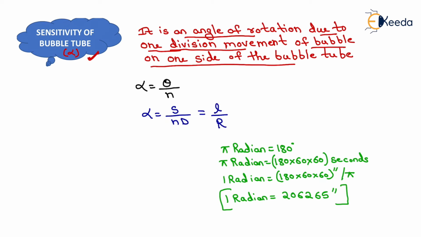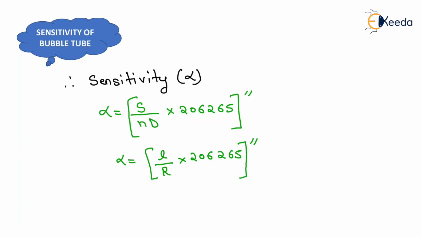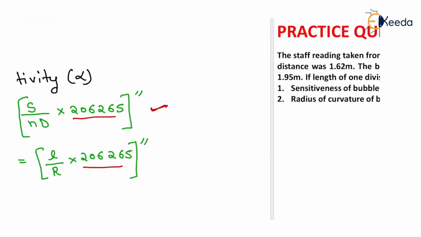Now we know that in pi radian there will be 180 degree, so in 1 radian there will be equal to 206265 seconds. So we will convert the sensitivity value, that is S upon nd, from radian to seconds. We need to multiply it by 206265 and it will be in seconds. Similarly, by using the next formula, that is L upon R, we can get the value as alpha is equal to L upon R into 206265 in seconds. Now that is the sensitivity of bubble tube.